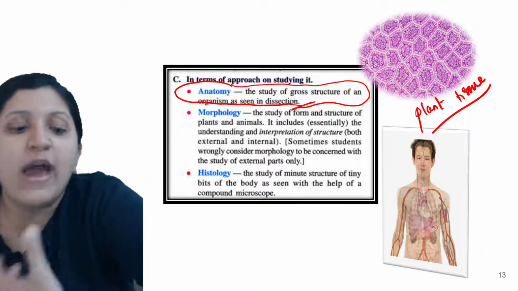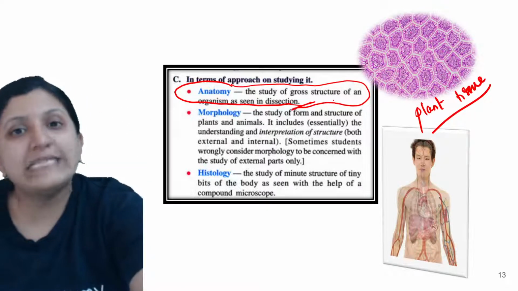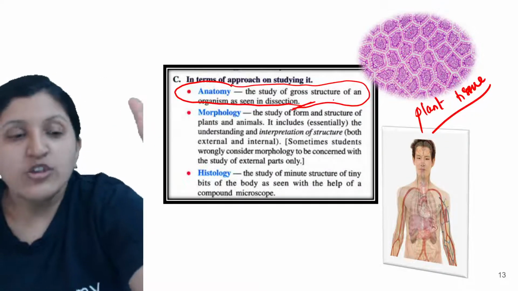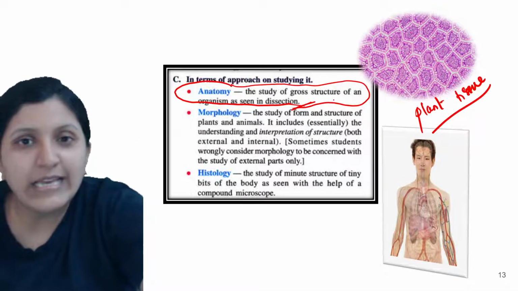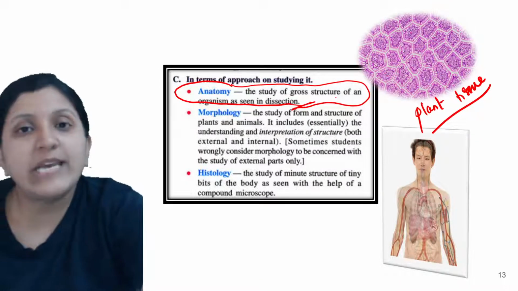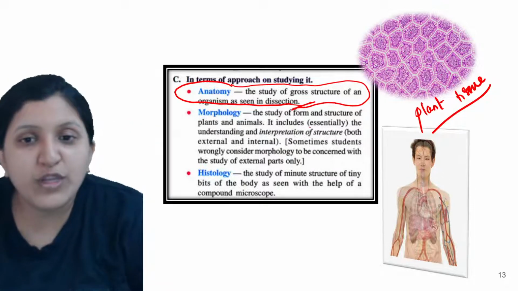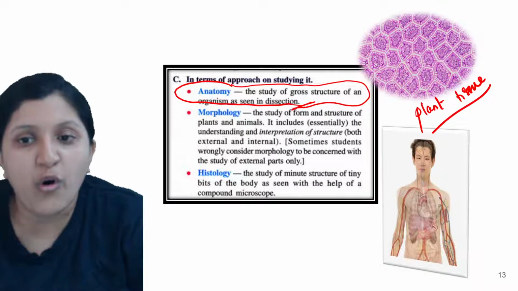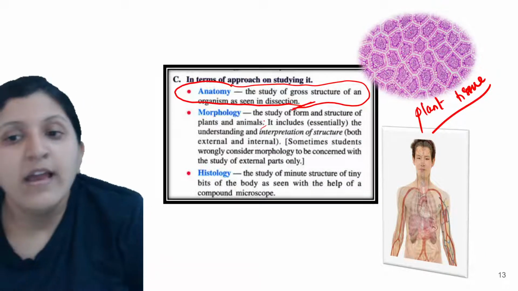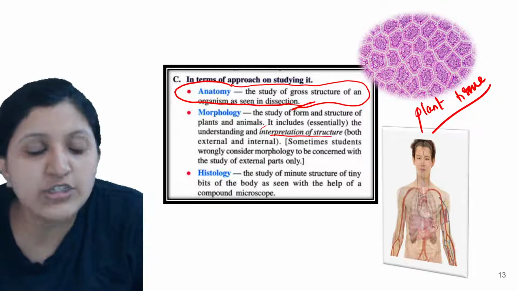In that case, anatomy will tell us about the study of the internal structures, only after taking the dissection. Whenever we have to look at the internal structural arrangement, that is when you will be taking a dissection and observing it. But morphology is the study of form and structure of plants and animals. It includes the understanding and interpretation of the structure.